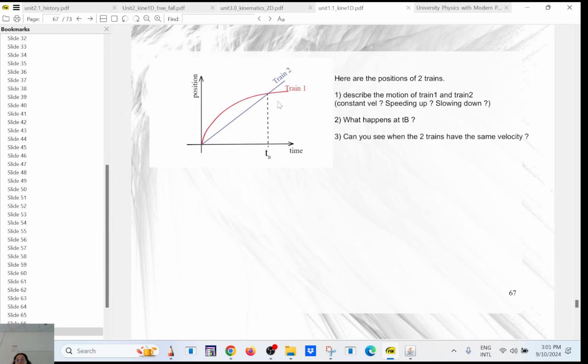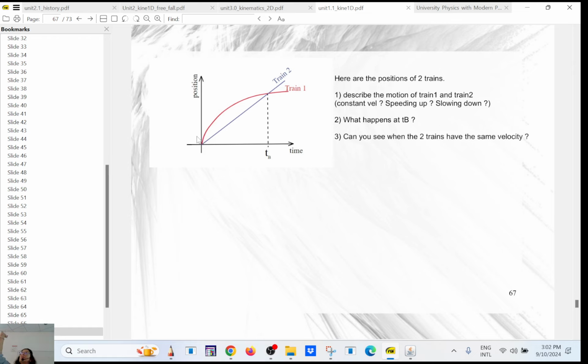Okay, what's happening here? Can you talk to each other with train number 1 and train number 2? Position on the number line as a function of time. Train number 2, is it moving at a constant velocity or is the velocity changing? Constant velocity, very good. The steepness is the same. What's happening to train number 1? Look at the steepness here.